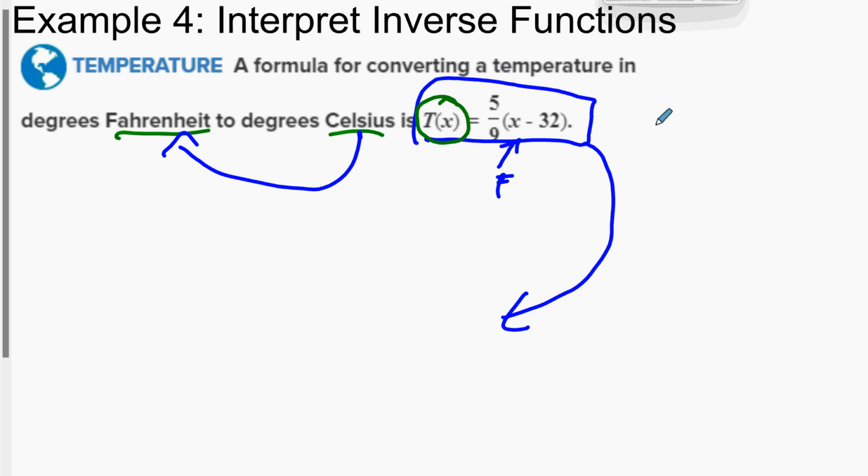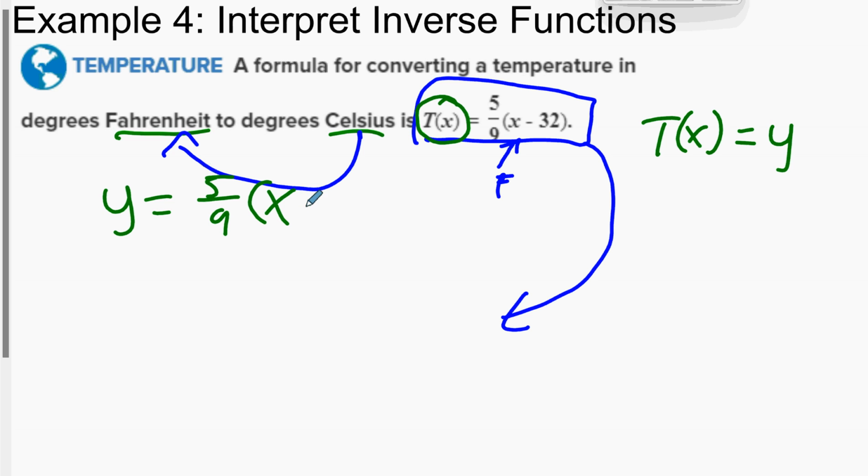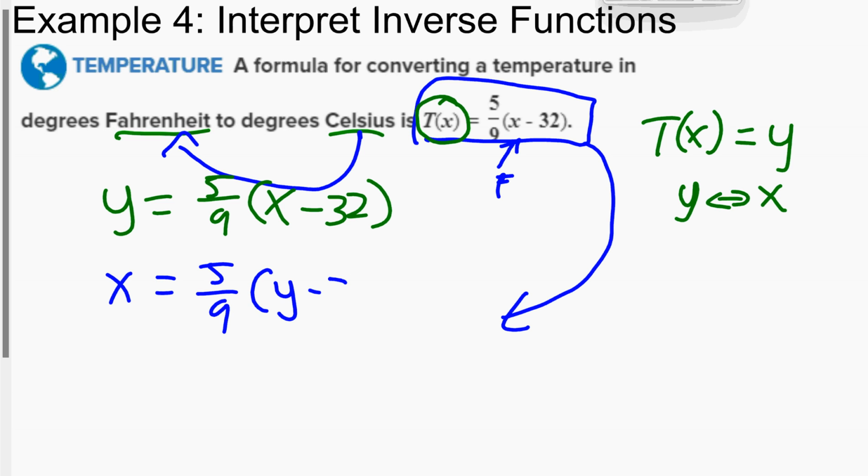So just like the other one, we're going to take t of x and switch that to y. So y equals 5/9 times the quantity x minus 32. And then I'm just going to go backwards, right? We're going to switch the y and the x. Those are going to swap places. So x equals 5/9 times the quantity y minus 32. And then I'm going to solve for y.